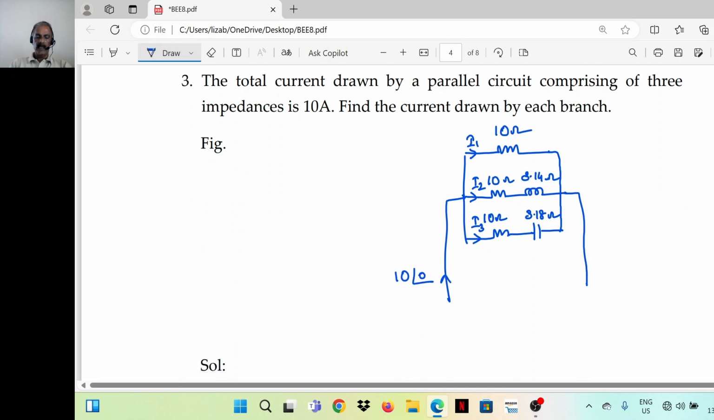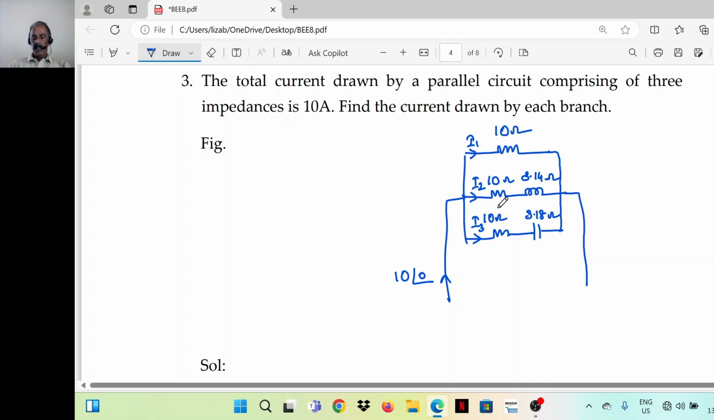So next question. The total current drawn by a parallel circuit comprising three impedances is 10 ampere. Find the current drawn by each branch. That means the first branch a 10 ohm resistor, second branch a 10 ohm resistor and an inductive reactance of 3.14 ohm. Third branch 10 ohm resistor, capacitive reactance 3.18 ohm. We have to find out the branch currents I1, I2, I3.